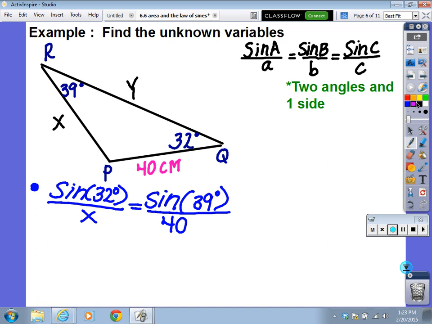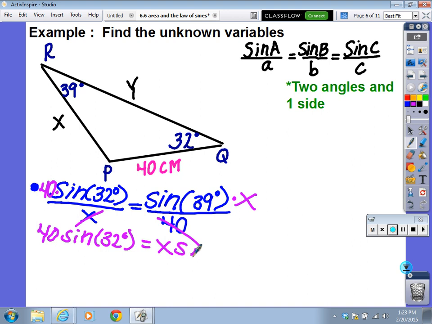So I'm going to get rid of my fractions by cross multiplying. So I'm multiplying both sides by x, but I'm not going to write it over here because it's going to divide out over here, right? I'm going to multiply both sides by 40. Once again, I'm not writing it on this side only because it divides out. So we did multiply both sides by that. Alright, so now on this side, yes, in this problem I'm showing all my work. So now on the left here I have 40 sine of 32 degrees is equal to x sine of 39 degrees.